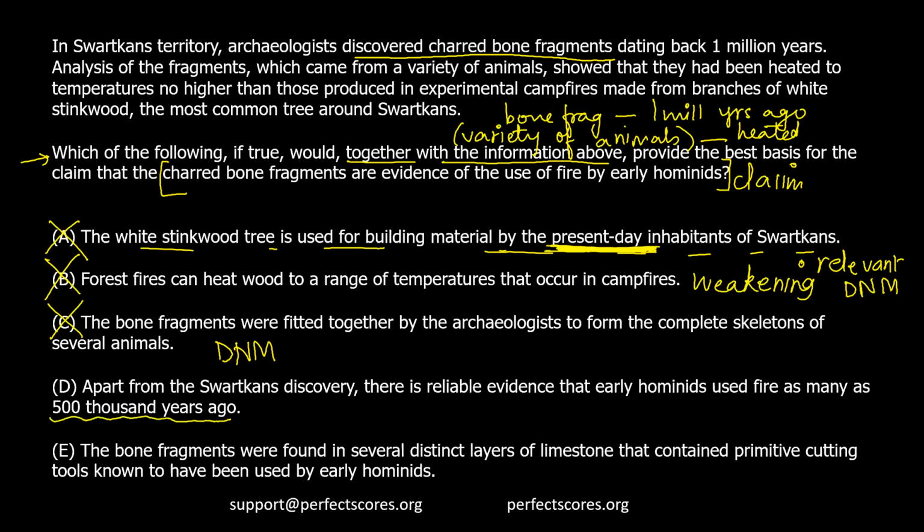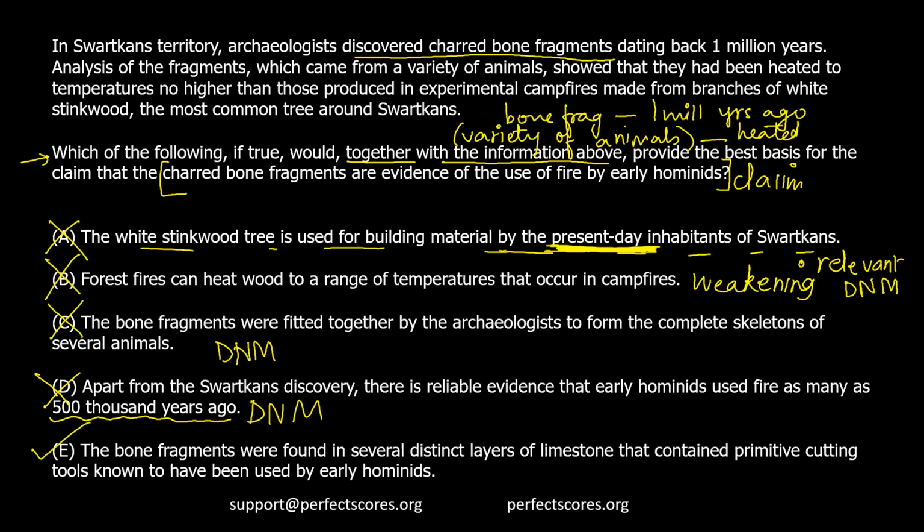D: Apart from this discovery, there is evidence that early hominids used fire as many as 500,000 years ago. So does it really help our case? Well, it's not tying it back to that charred bone fragment. And we're also talking about 1 million years, and this is just half that time. So it doesn't really help. Now, the answer is definitely E, but let's look at it in detail.